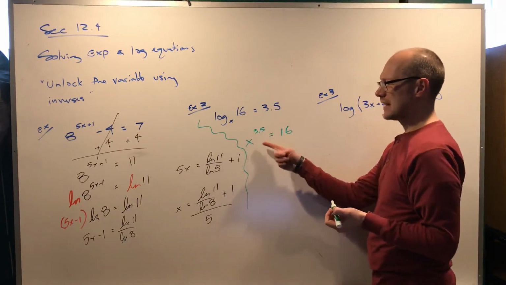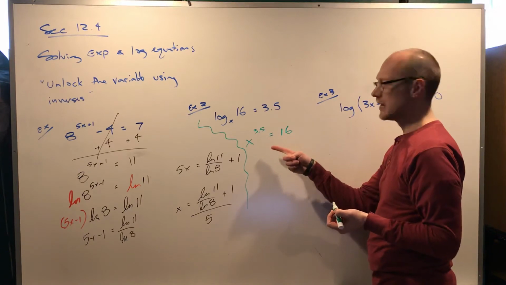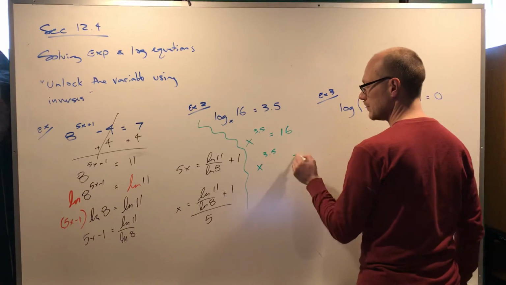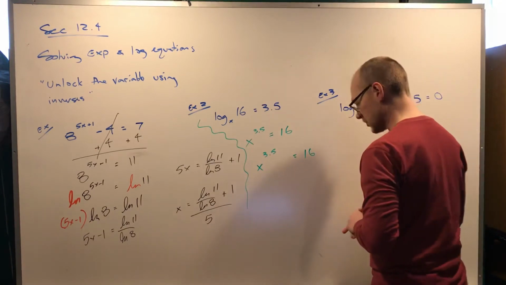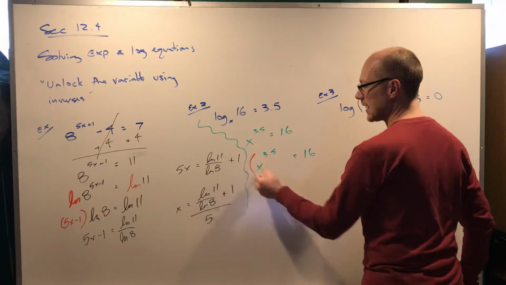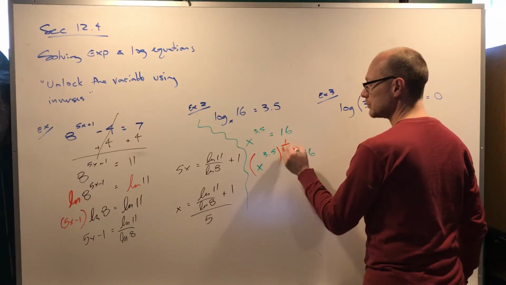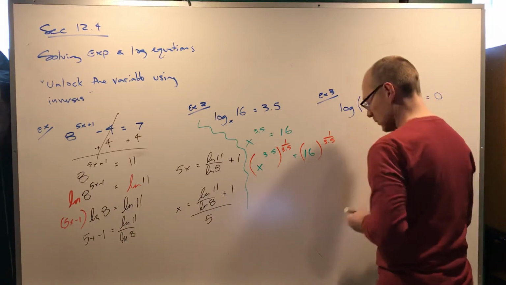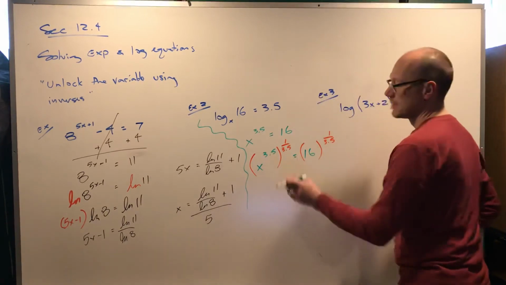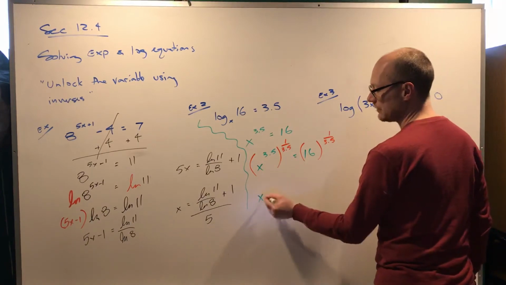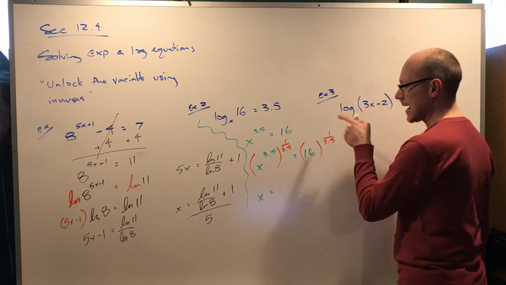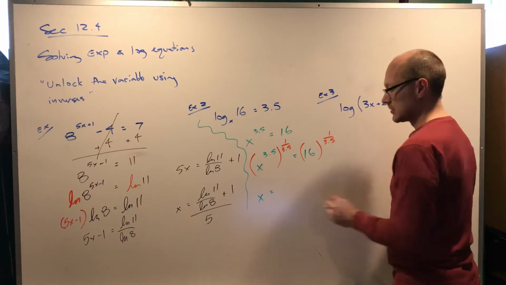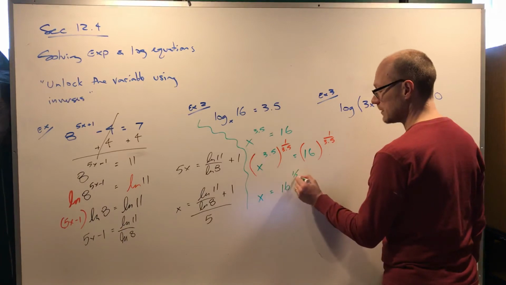Now how do I take care of this right here? What do I do with this? Well, interestingly, I'm going to do something from a long time ago. I'm going to raise both sides to the 1 over 3.5. And that will cancel out. Multiplying these together cancels out, and whatever 16 raised to the fraction 1 divided by 3.5 is, that becomes my answer. 16 raised to the 1 divided by 3.5.